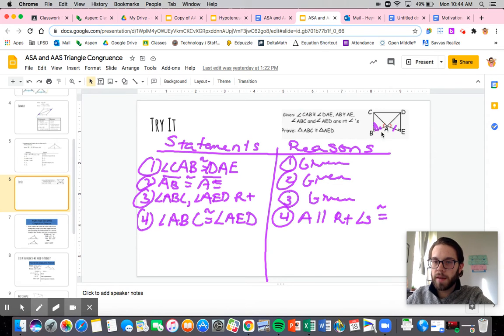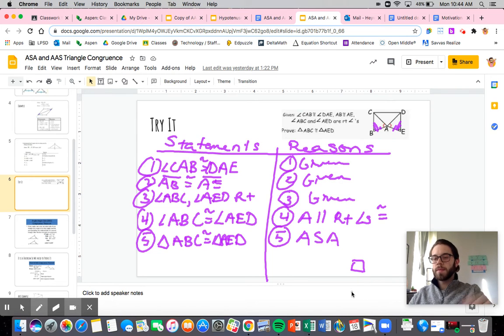All right, so that means I have these ones, and well, what do we have now? We have an angle, side, angle. So we're done. We just have to prove that the triangles are congruent. Triangle ABC is congruent to triangle AED by angle, side, angle. And we're done.